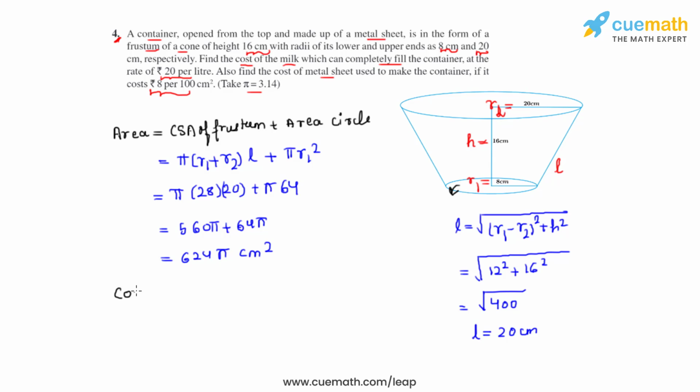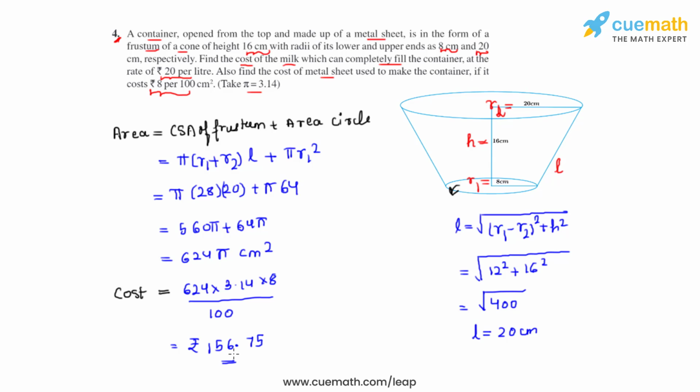So now let's find out the cost. As we know that the cost of 100 centimeter square is rupees 8, what we have to do is to find the cost of 624 pi centimeter square. So its cost will be equal to 624 times pi, which is 3.14, times 8 whole divided by 100. So we get the cost as rupees 156.75. So this is the cost of the metal sheet which was used in making the container. So this is how we have solved the two parts of the question.